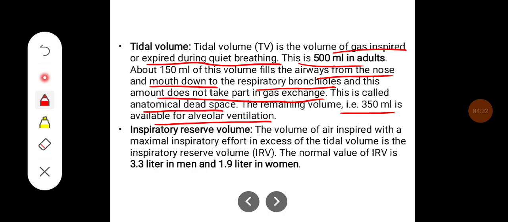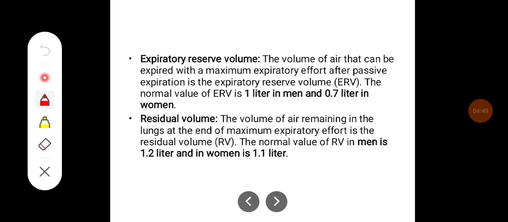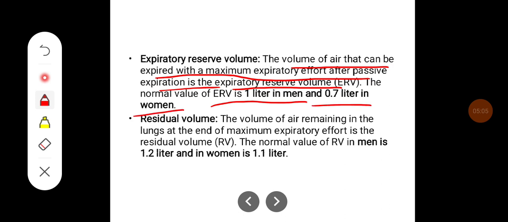Inspiratory reserve volume is the volume of air inspired with maximal inspiratory effort in excess of the tidal volume. The normal value of IRV is 3.3 liters in men and 1.9 liters in women. Expiratory reserve volume is the volume of air that can be expired with maximum expiratory effort after passive expiration. The normal value of ERV is 1 liter in men and 0.7 liter in women.